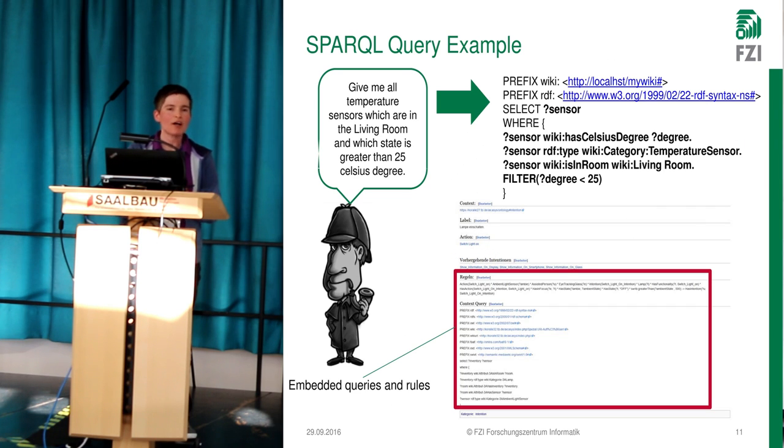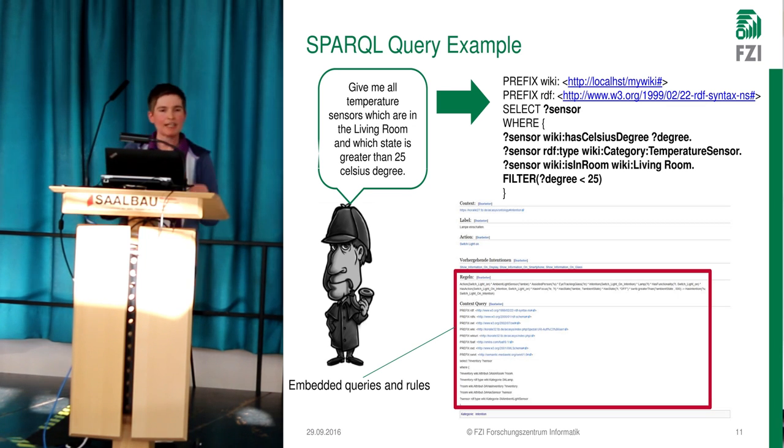The same here is a SPARQL example. So our Sherlock agent wants to know about the context. In this case, give me all temperature sensors which are in the living room and whose state is greater than 25 degrees Celsius. And on the right side, you can see the appropriate SPARQL representation of this.